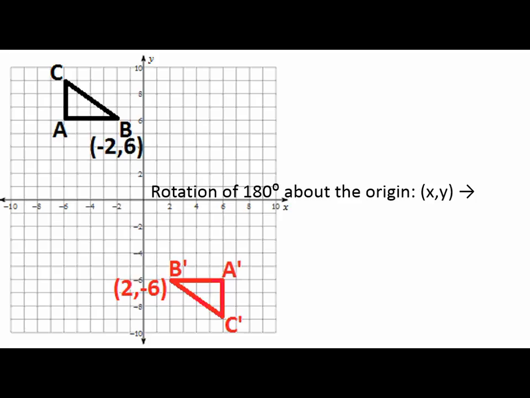What do you guys think? What is it? Negative x, negative y. Perfect. You notice all we did was just change the signs on the coordinates. So 180 degrees is going to become negative x, negative y.